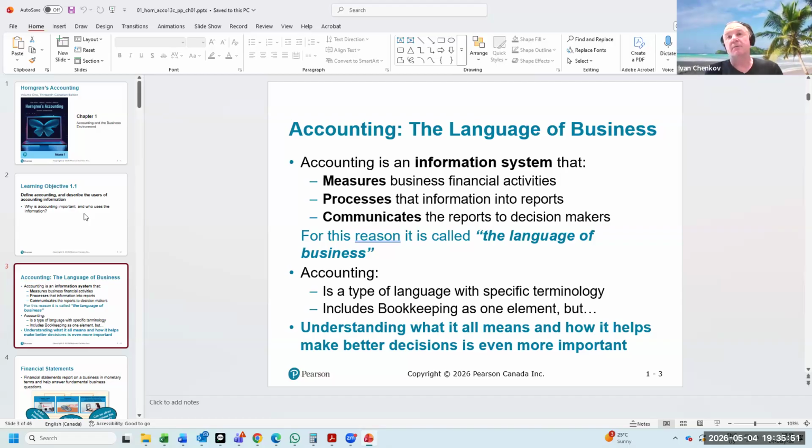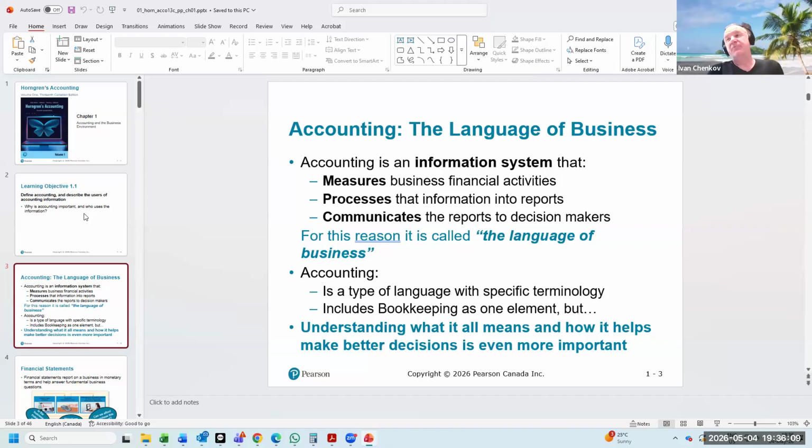Well, same thing with accounting. In order to understand each other, to understand people who are doing the accounting, you have to speak the same language. In order to speak the same language, you have to know the specific terminology.